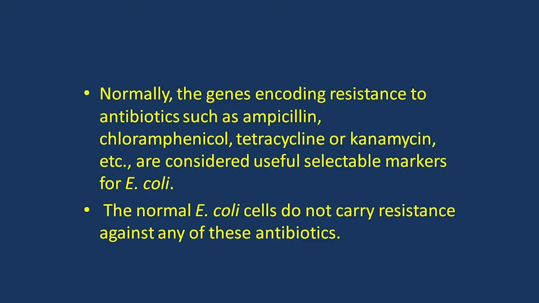Normally, if you talk of selectable markers, genes encoding resistance to antibiotics such as ampicillin, chloramphenicol, tetracycline, kanamycin, etc. are used as selectable markers in E. coli. The normal E. coli cells do not carry resistance to any of these antibiotics.